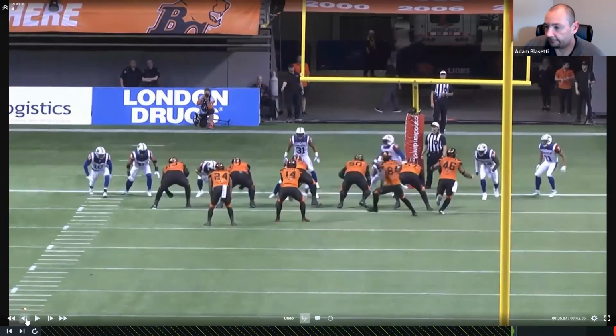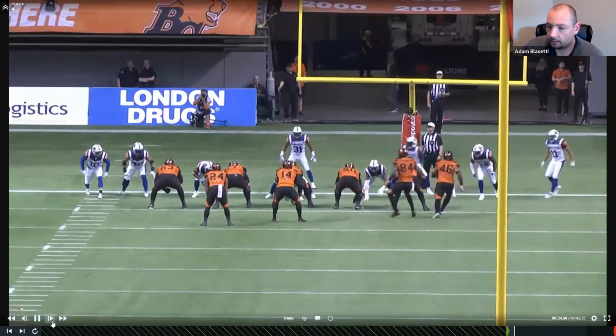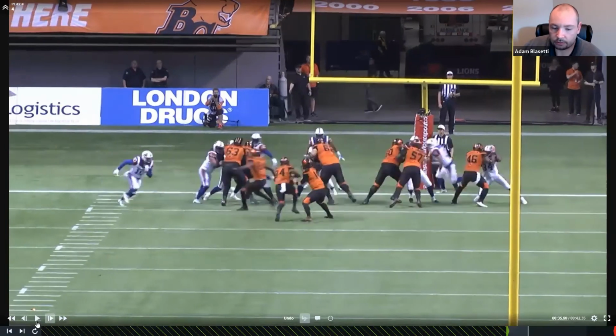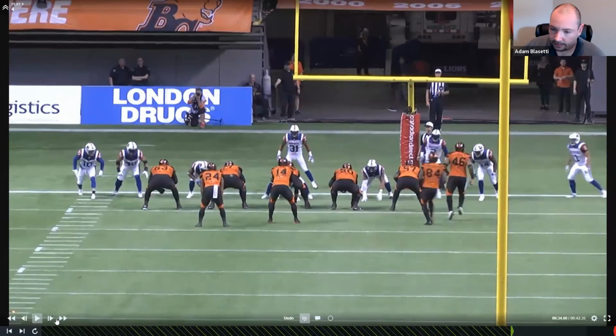Now, if any of you have heard of an American play called duo, this is similar to a duo concept where it's not necessarily true zone. We're committing two double teams, or directed two double teams, on the line of scrimmage.